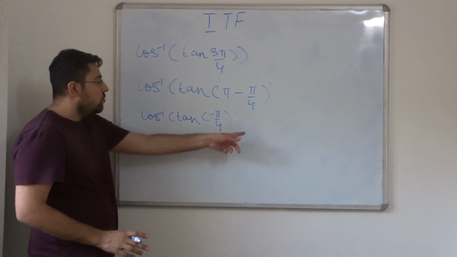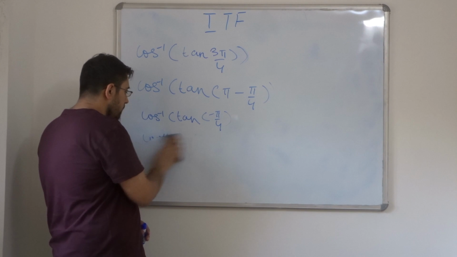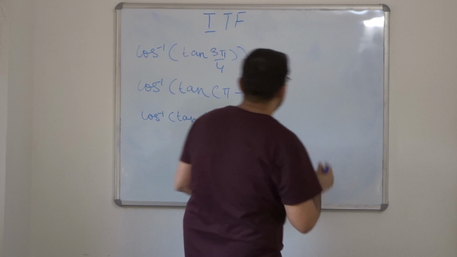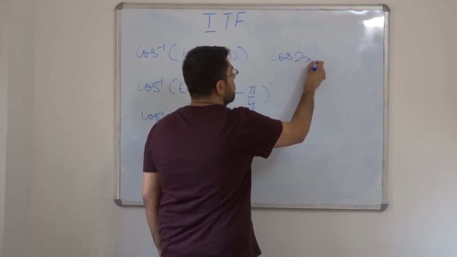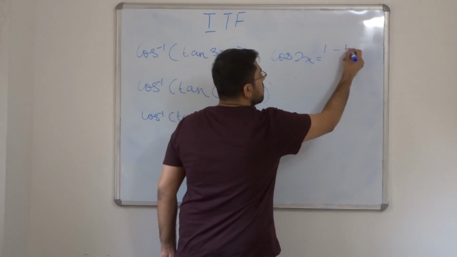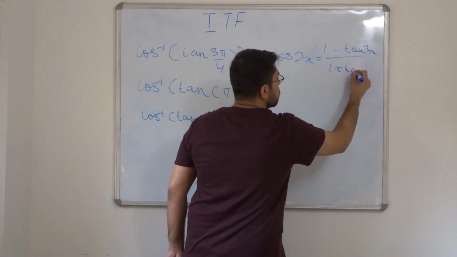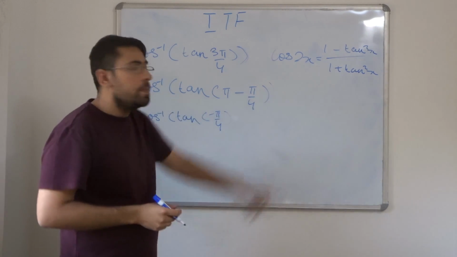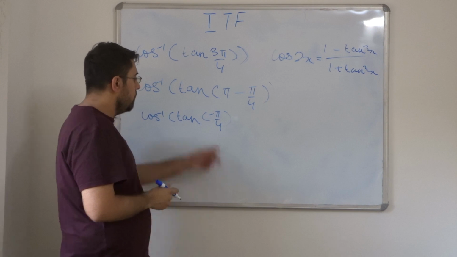So then what will you do? Let me tell you one thing. You remember this identity, guys? 1 minus tan squared x over 1 plus tan squared x. You remember this identity? So now what do you do?